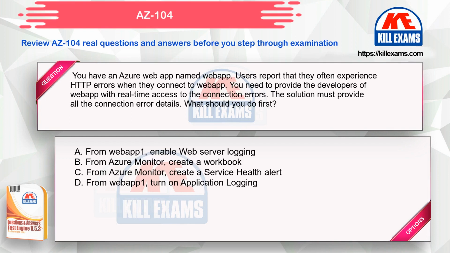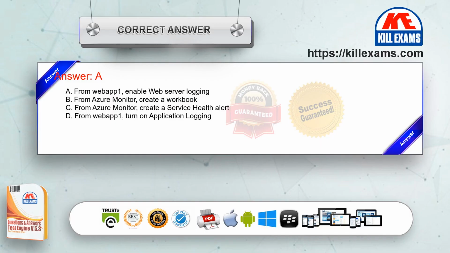A. From Web App 1, enable web server logging. B. From Azure Monitor, create a workbook. C. From Azure Monitor, create a service health alert. D. From Web App 1, turn on application logging. The correct answer is option A.